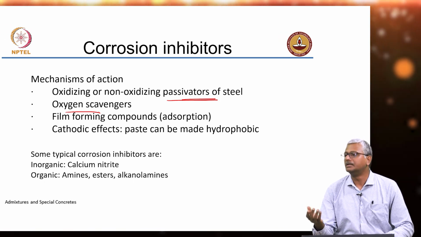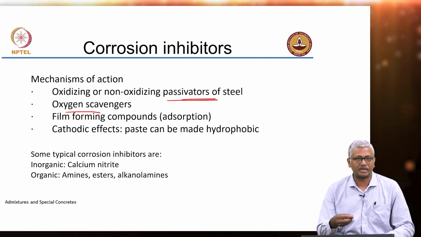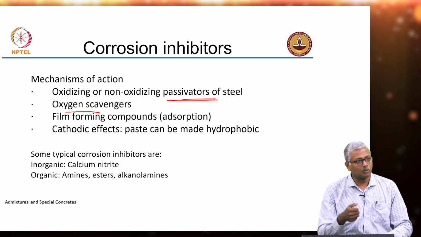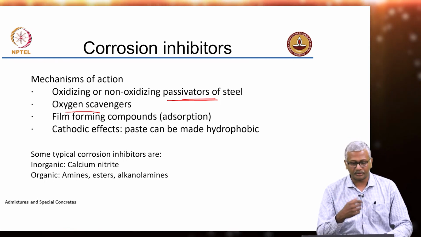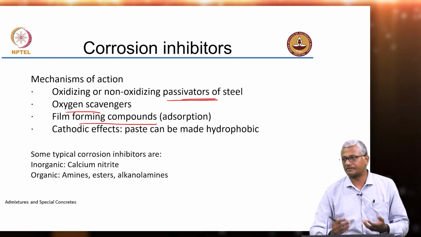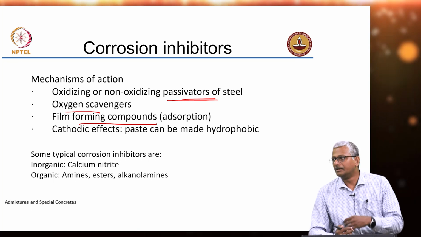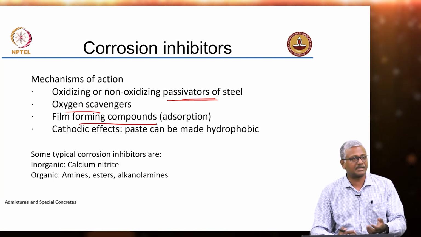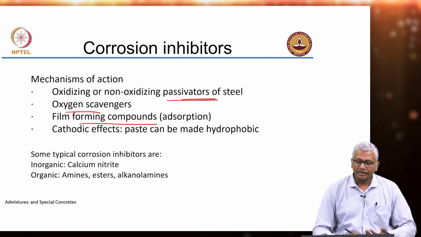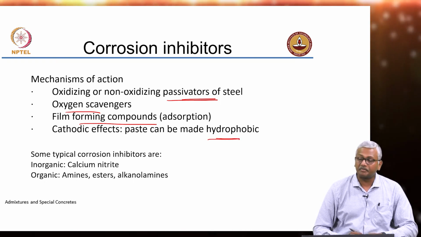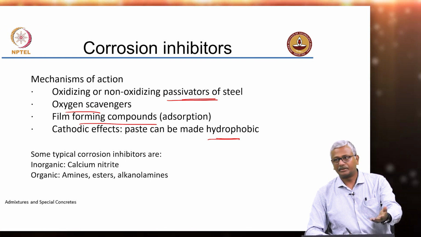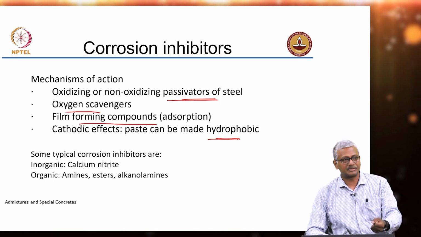As we saw earlier, oxygen is needed for the cathodic reaction to happen. So, if the cathodic reaction can be suppressed by removing oxygen, then you can have a control on the corrosion process. You can also have compounds that form a film on the steel surface. In addition to the passive film, you have an additional film forming on the steel surface that makes steel more stable for a longer period of time. And then systems that make the paste hydrophobic can also work, because again moisture is required. You can reduce the moisture in the system.